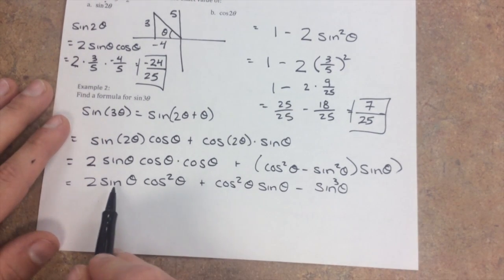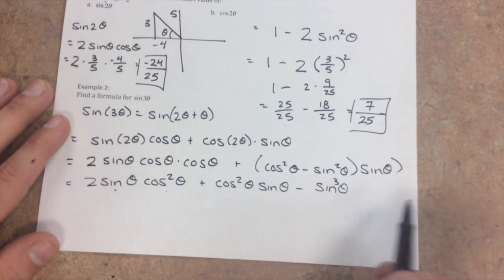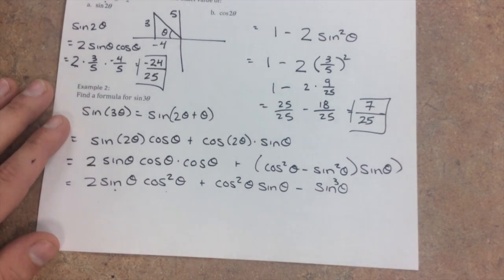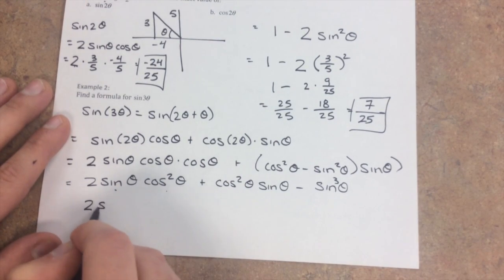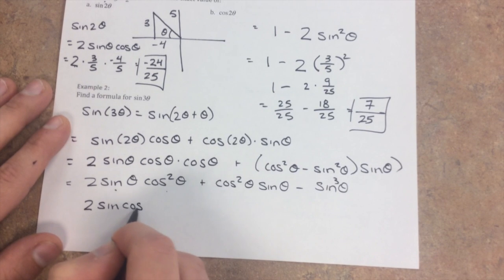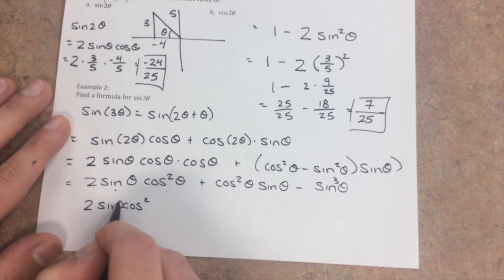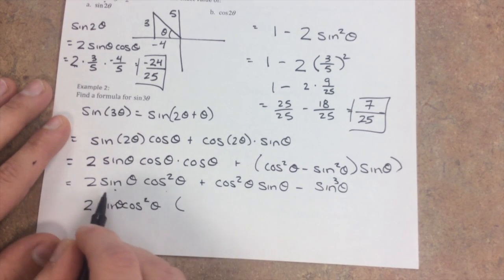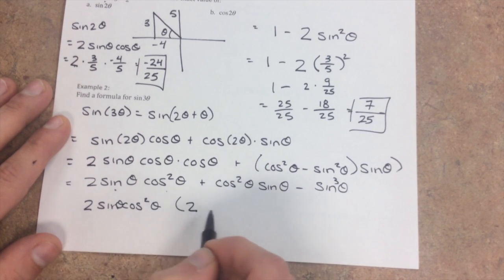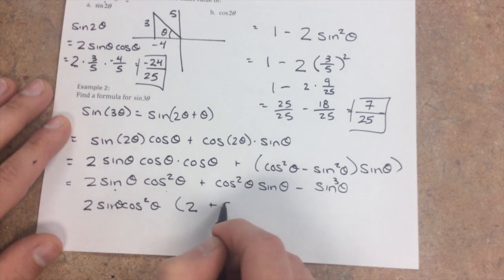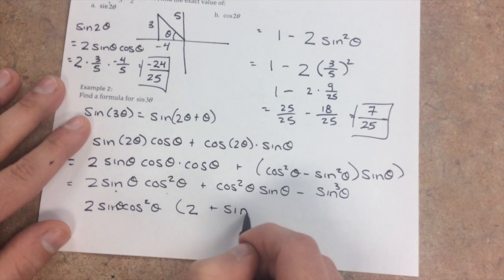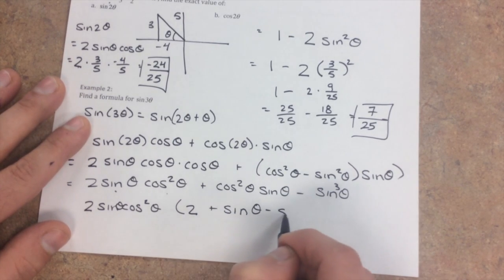Now, this could be one of our formulas. If you see, we have a sine and cosine squared common between all three of these. So we have 2 sine cosine squared. This is theta. This is theta. And then this would be 2 plus sine minus sine squared.